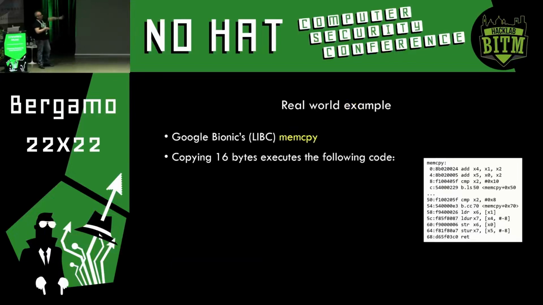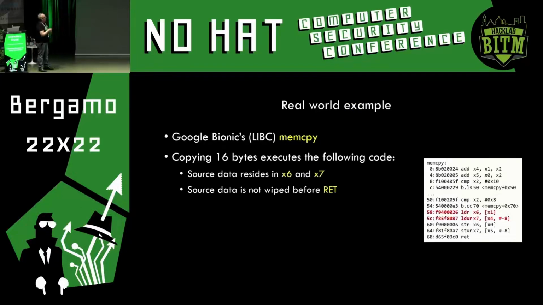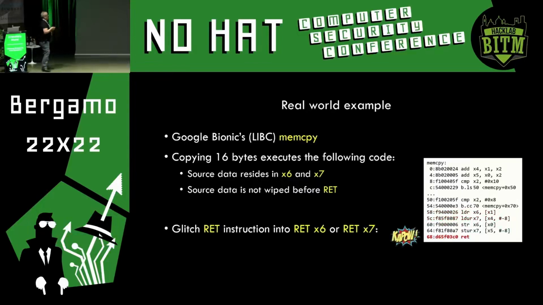We are copying that code, look at that. The source data resides in x6 and x7. So x6 and x7 contain your data, okay? So this is something that you control. x1 is the source. Now, if at the end of the function you glitch that ret to ret x6 or ret x7, you will jump to the data that you control.